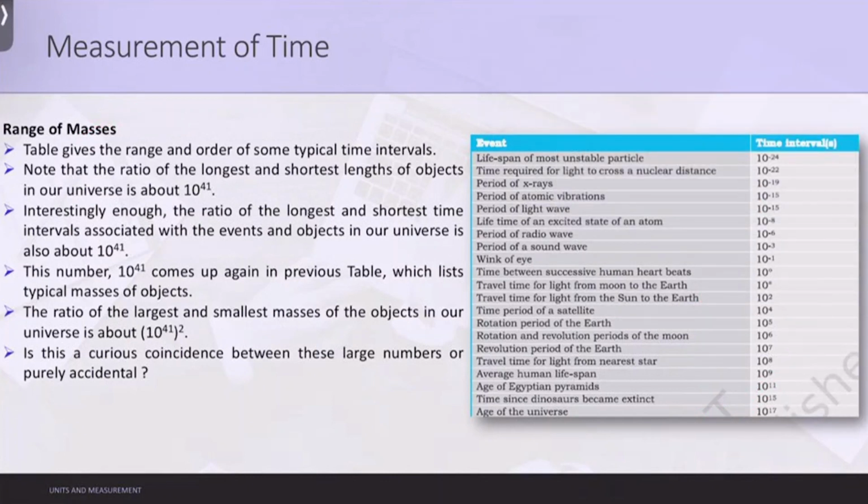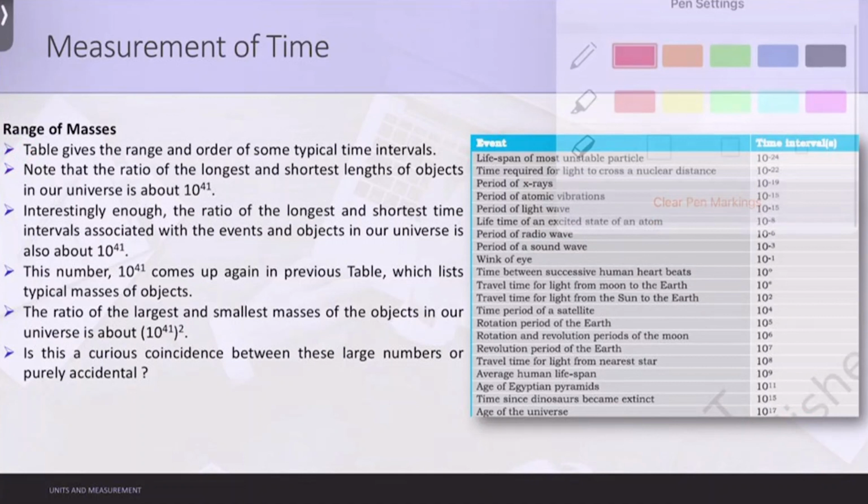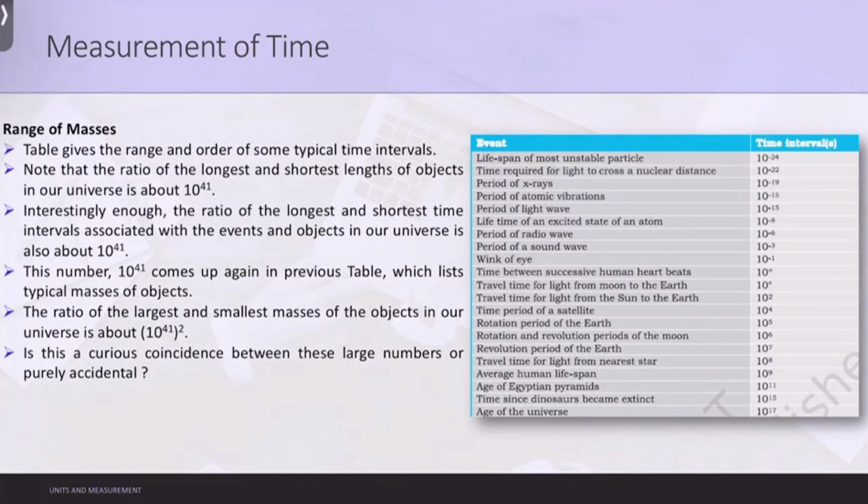So note that the ratio of the longest and the shortest time intervals in our universe is 10 to the 41. As you can see, the age of the universe is this and 10 to the power minus 24 is this. If I take the ratio of them, you will get a difference of about 10 to the power 41. The lifespan of the most unstable particles is 10 to the power minus 24 seconds, and the age of the universe is 10 to the power 17 seconds. Okay.